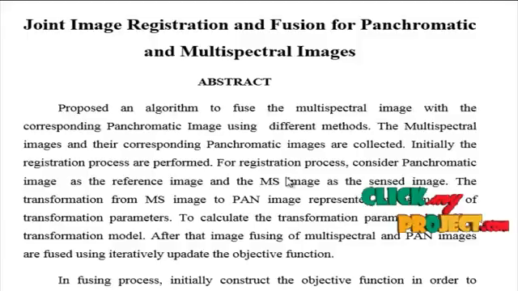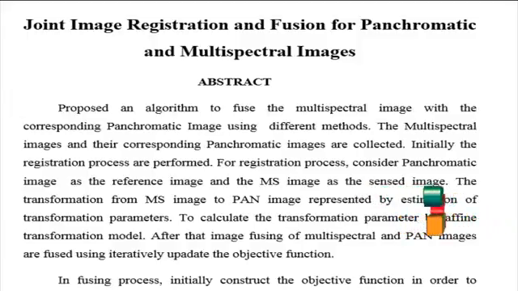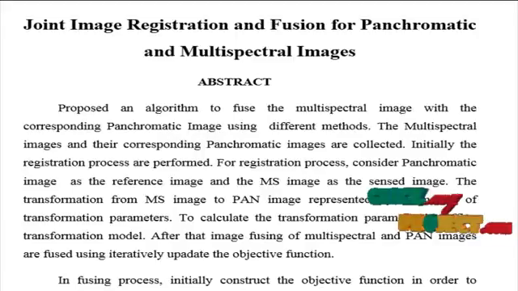Let me discuss the abstract of the project. We propose an algorithm to fuse the multispectral image with the corresponding panchromatic image using different methods. The multispectral images and their corresponding panchromatic images are collected. Initially, the registration process is performed. For registration, consider the panchromatic image as the reference image and the MS image as the sensed image. The transformation from the MS image to the pan image is represented by estimating transformation parameters, calculated by the affine transformation model. After that, the multispectral and pan images are fused.